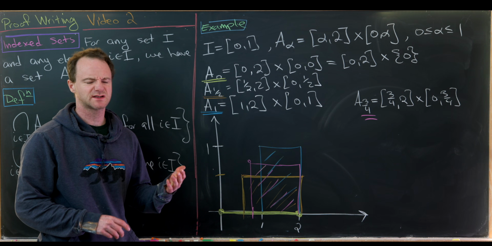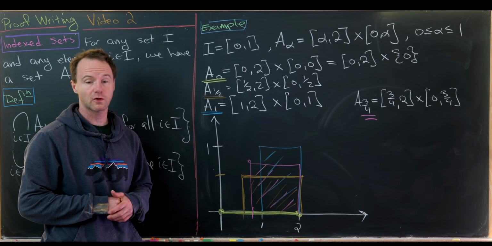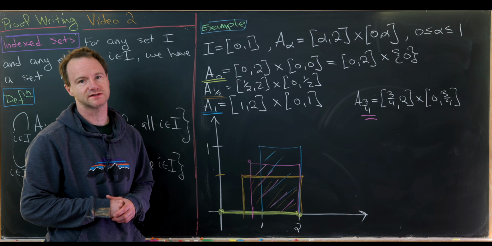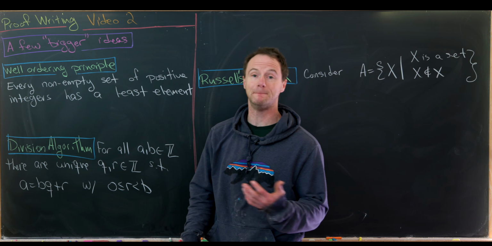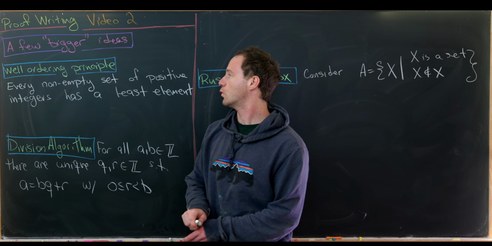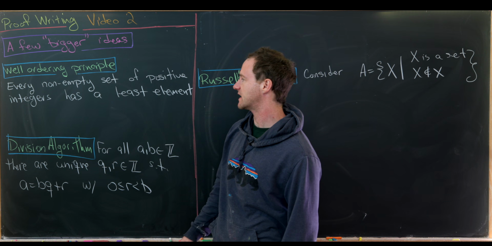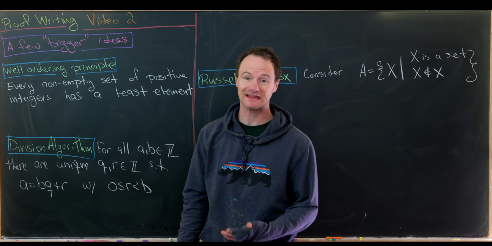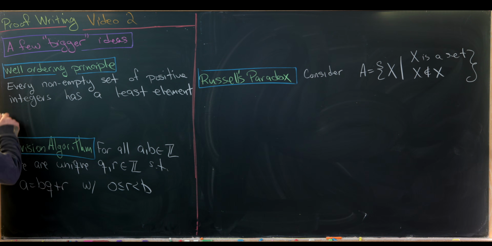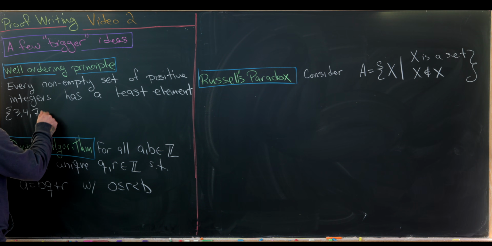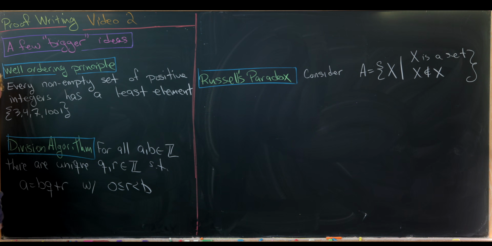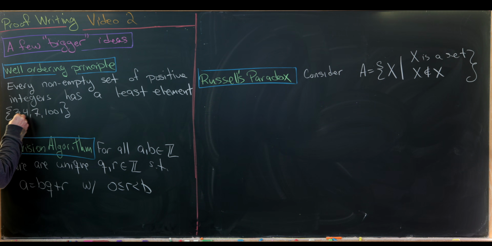Okay, so now let's look at some bigger ideas before we leave you with some warm-up exercises. The first is the well-ordering principle. That says that every non-empty set of positive integers has a least element. And this should be quite clear. Notice if we try to make a non-empty set of positive integers like 3, 4, 7, 1001, it most definitely has a least element. In this case, it's 3.